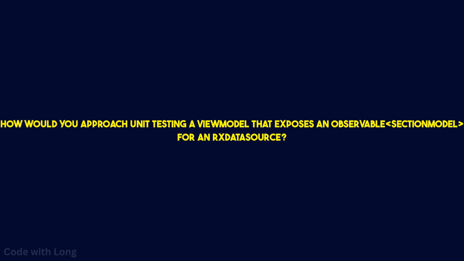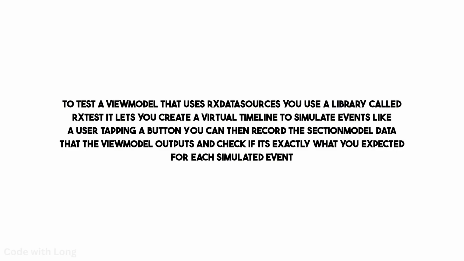How would you approach unit testing a view model that exposes an observable for an Rx data source? To test a view model that uses Rx data sources, you use a library called RxTest. It lets you create a virtual timeline to simulate events, like a user tapping a button. You can then record the section model data that the view model outputs and check if it's exactly what you expected for each simulated event.